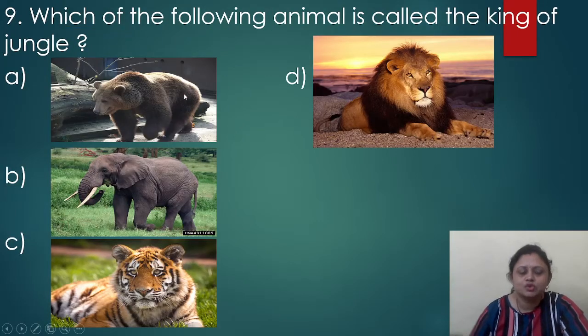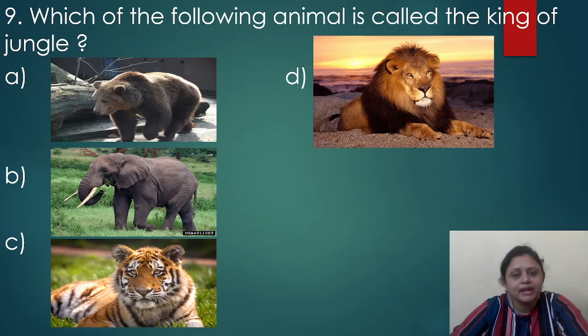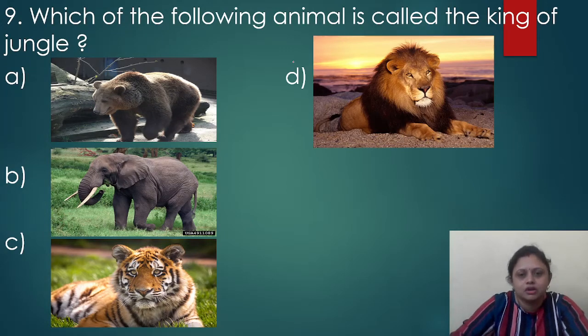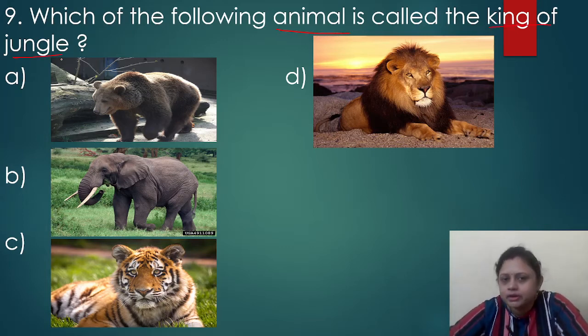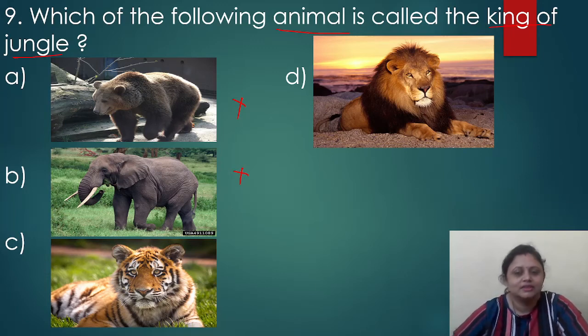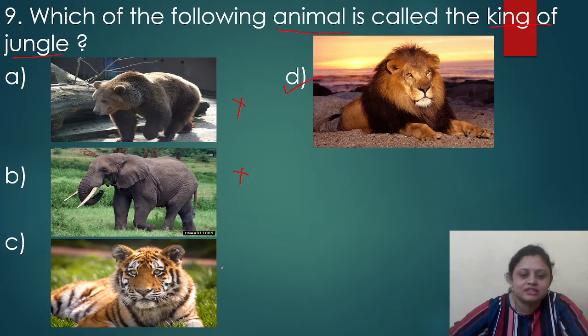Okay, so the next question, which of the following animals is called the king of the jungle? You all must be knowing this answer, right? Is it bear? No. Is it elephant? No. Is it tiger? Tiger or lion? You say which one? Yes, it is lion, right? Tiger is not the answer. So the correct answer is option D. Lion is the king of the jungle.